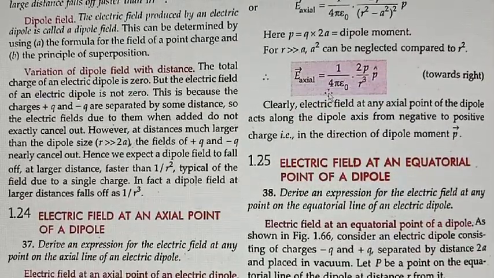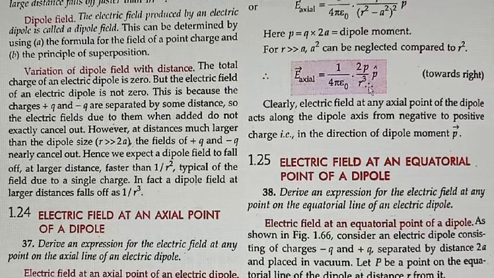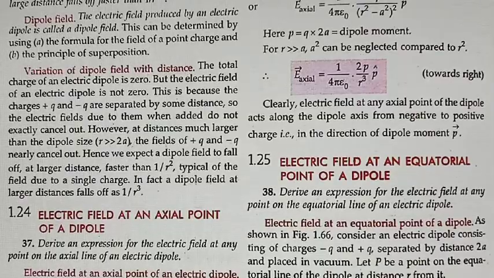So you will get the same result. E axial is equal to 1 by 4 pi epsilon naught, twice P by R cube, P cap. Finally you can write this, and you can see here that E is proportional to 1 by R cube. So it is a 1 by R cube variation.